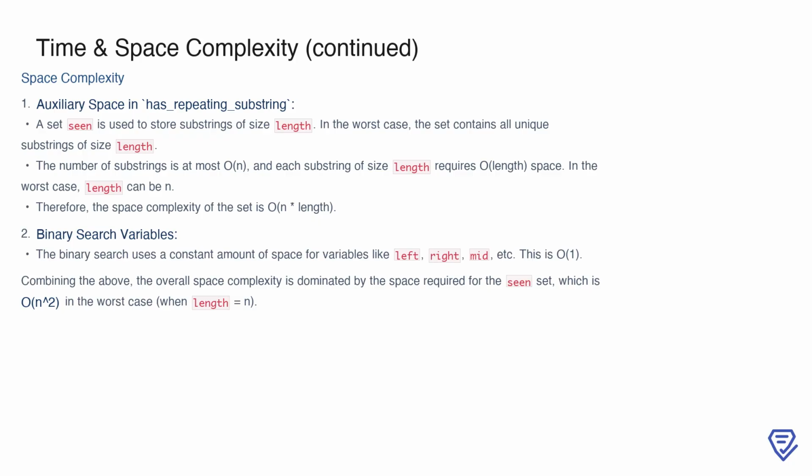Additionally, the binary search itself only uses a constant amount of space for variables like left, right, and mid, which is O(1). When combining these components, the space complexity is dominated by the seen set, leading to an overall space complexity of O(n squared) in the worst case.